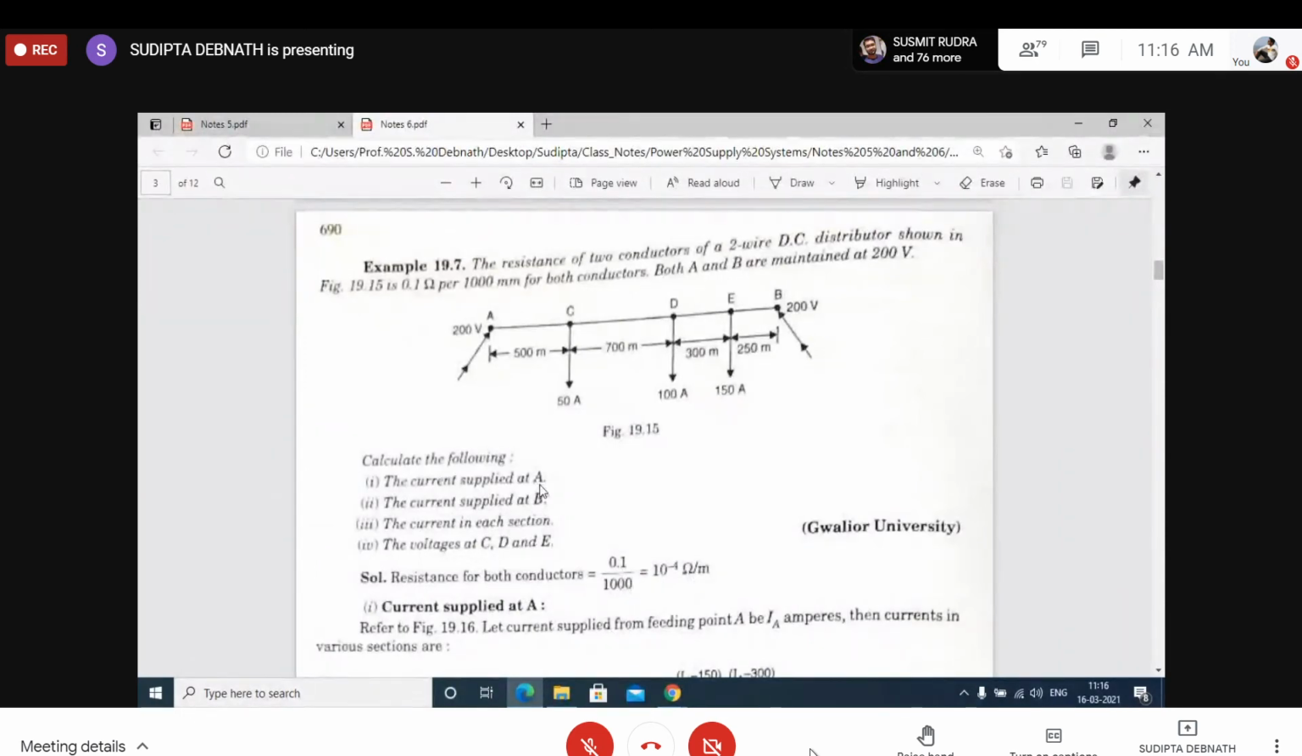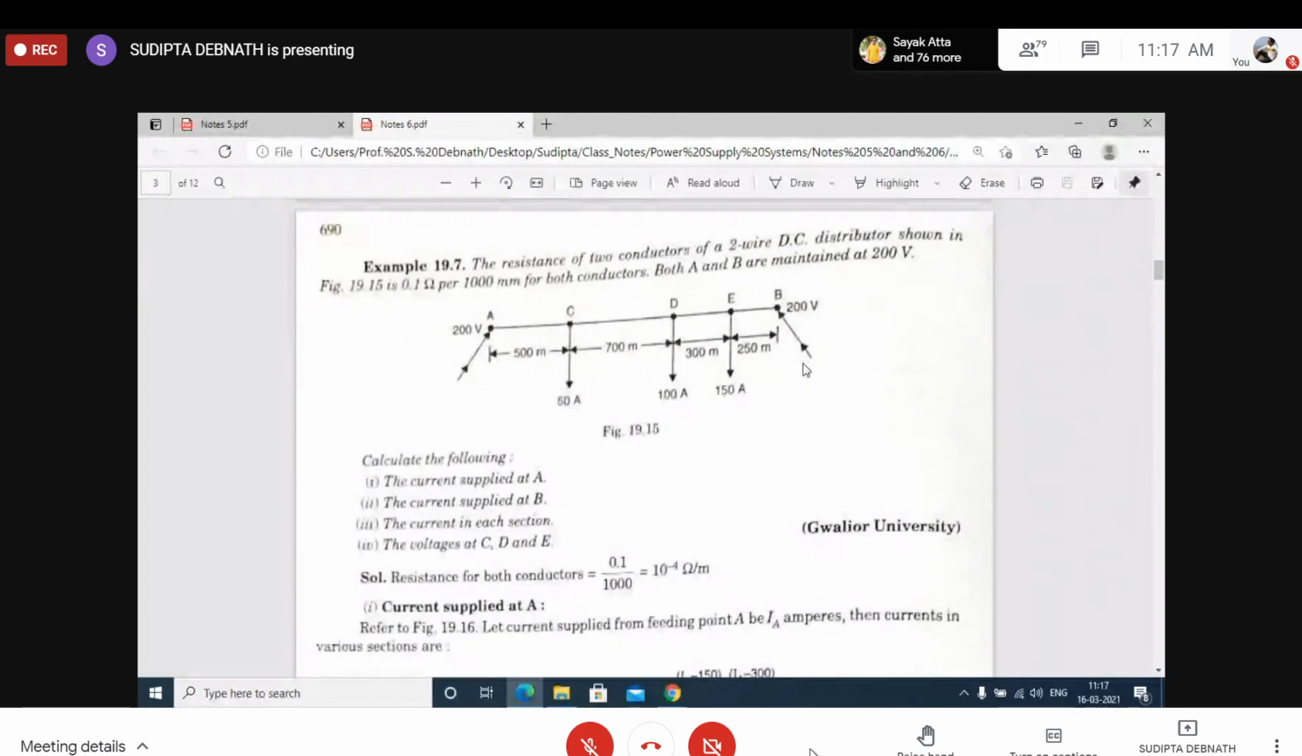They have asked to calculate the current supplied at A. So I have told that only two equations are there. One is the current equation, another is the voltage drop equation. So the current equation will be IA plus IB. That will be 50 plus 100 plus 150, isn't it? That means IA plus IB will be 300. So what are the unknowns? The unknowns are actually IA and IB, so you have to get another equation.